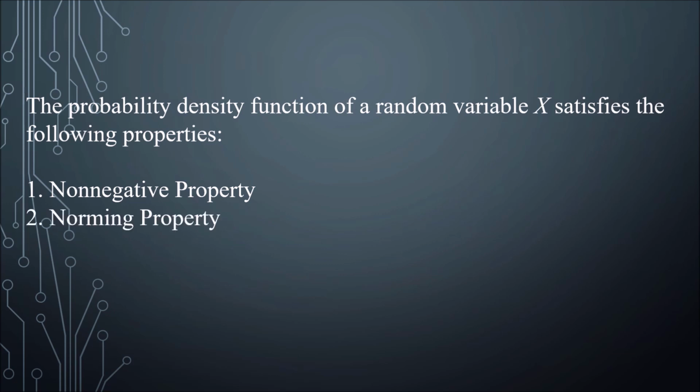Next is norming property. What does this mean? The total area of the region under the graph, because the probability density function is being represented by a graph, the total area of the region under that graph is equal to 1. That is norming property.